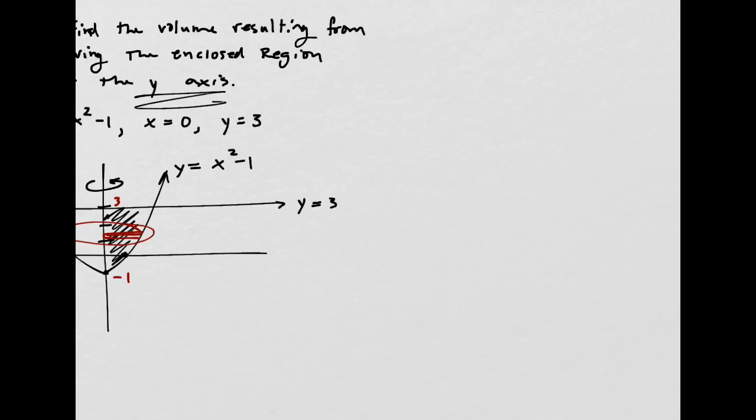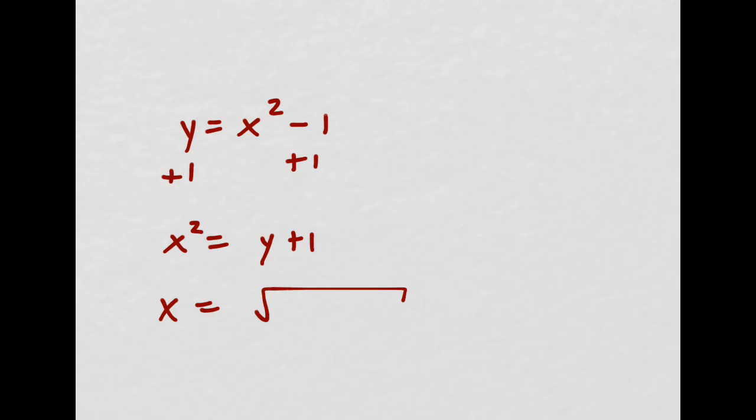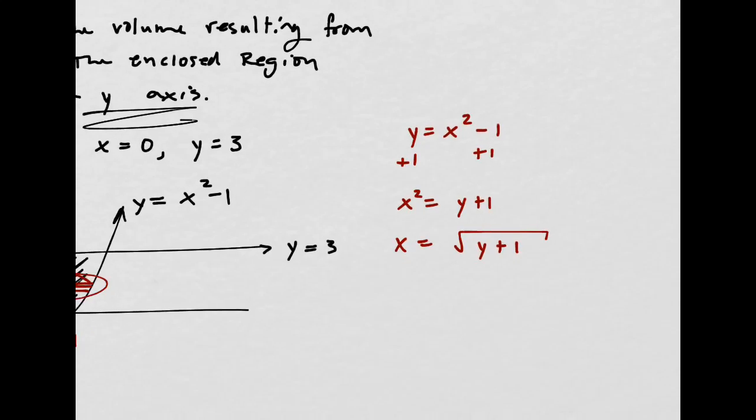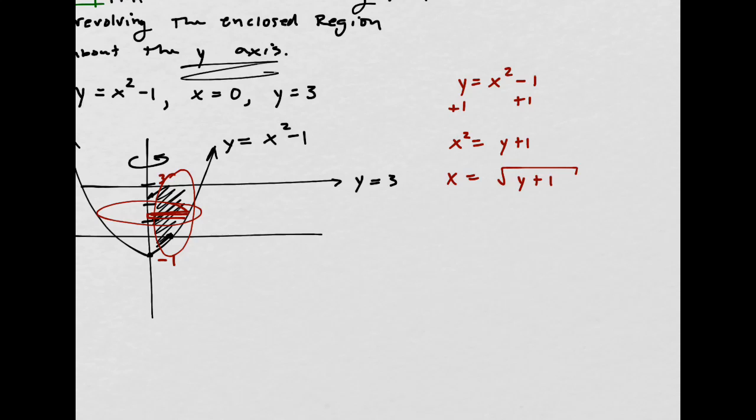Let's see. My y equals x squared minus 1. I'm going to solve for y, so plus 1. So I get x squared equals y plus 1. If I square root it, I get x equals plus or minus the square root of y plus 1. However, I'm only dealing with the right side, so I'm going to deal with the positive x, which means I only have to write the positive part of that. So I don't have to write plus or minus.